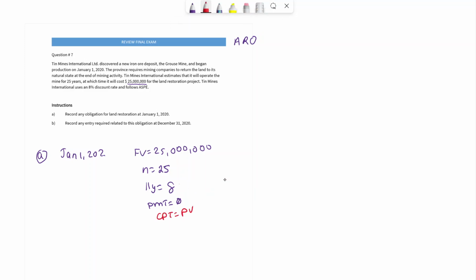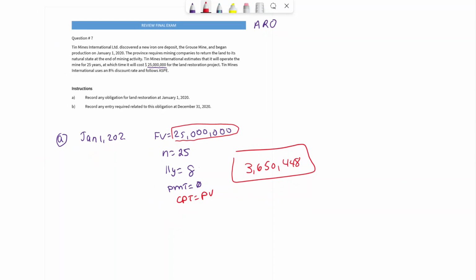When we compute it, the present value of this obligation is 3,650,448. So now we have to record this amount today. By the time 25 years have gone by, the value of this obligation will be 25 million. That's what we have to pay, and that's the estimate. So the debit will be an asset, the Gruz mine, which is a debit, it's an asset.